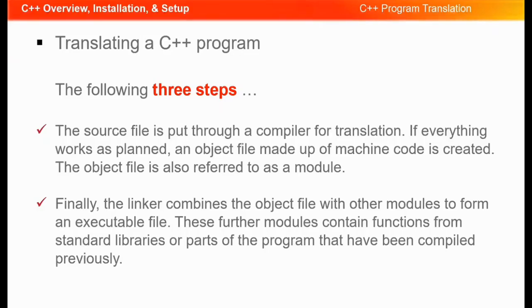So that next step is going to be translation, and it's completed by what we call a compiler. A compiler takes the source code, the C++ language code that we've written, and translates it into an object file that is made up of machine code. This object file can also be referred to as a module. And that third and final step involves the linker. So the linker combines the object file with other modules, and it gives us that executable file. These further modules contain functions from the standard libraries or parts of the program that have been compiled previously. So if we just recap that, we go from the source code, then the compiler, and lastly the linker.